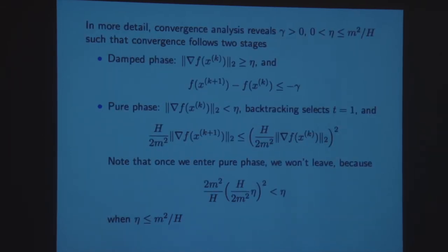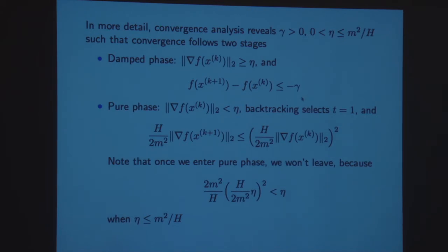And it shows that, like we said, the convergence of Newton's method follows two phases. The first phase is called the damped phase, and it's defined by the set of iterates for which the gradient of f at the kth iteration has 2 norm larger than eta. What we can show in that phase is that every Newton step makes progress of at least gamma. So f of x k plus 1 minus f of x k is less than or equal to minus gamma. Okay, so it's not great, but it's surely something, right?